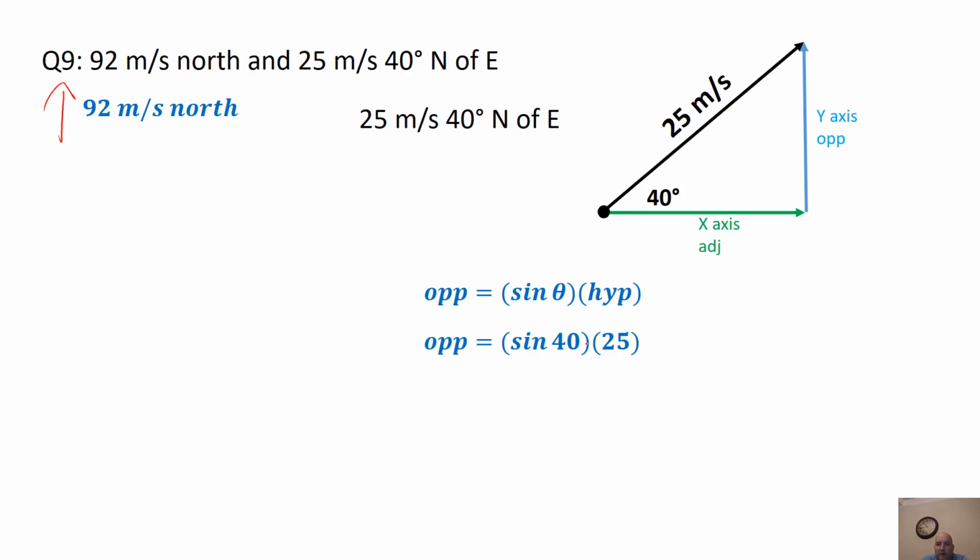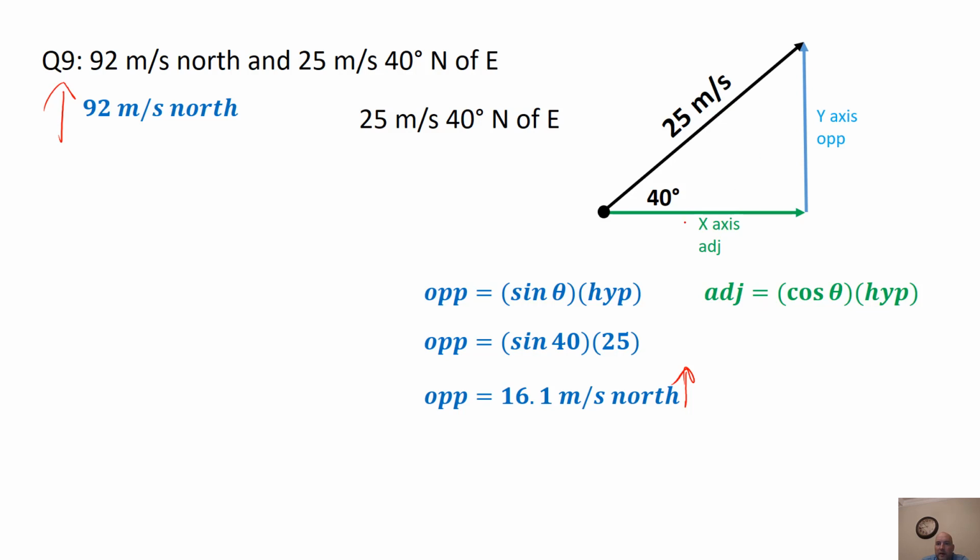Plug in our values, sine of 40 times the 25. It's going to give you 16.1 meters per second north. So we know that we're going to have to add these two later on because they're both north, they're both the same direction, and it's going to be north.